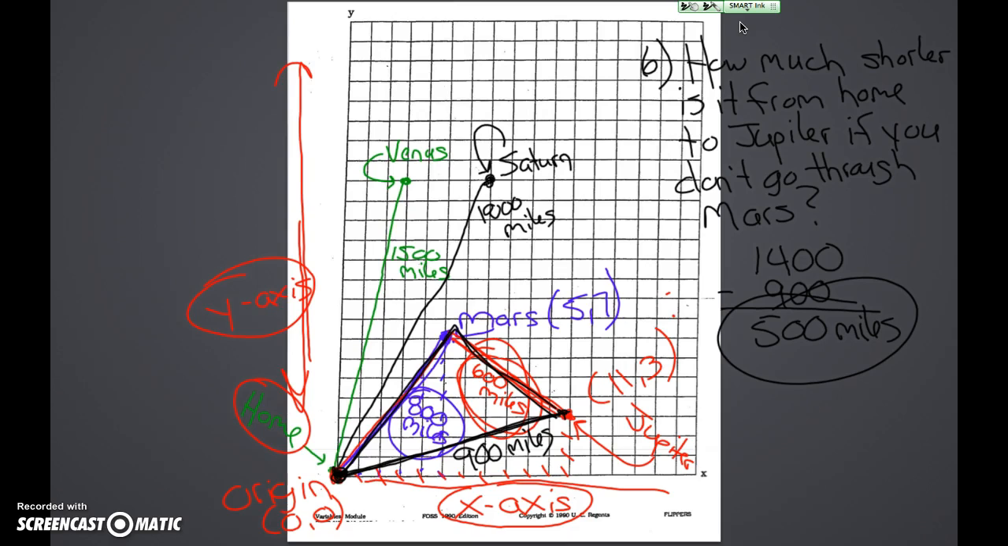Reading a map, adding, subtracting numbers was really our objective for today. Hopefully we accomplished our objective by going through this lesson.